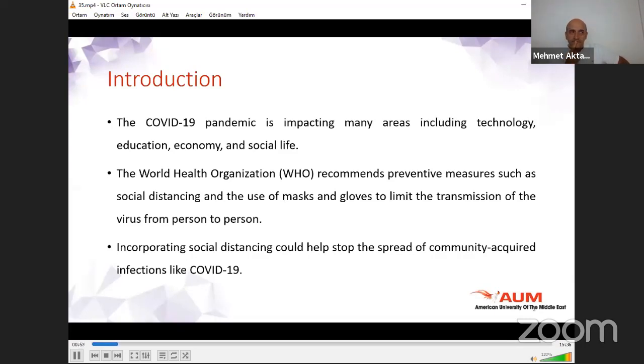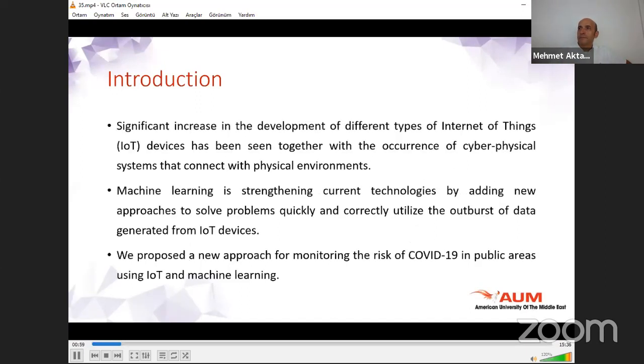Incorporating social distancing could help stop the spread of community-acquired infections like COVID-19. There has been a significant increase in the development of different types of Internet of Things devices, together with the occurrence of cyber-physical systems that connect with physical environments. IoT devices are a form of sensors and cameras, can be wired or wireless, and are used everywhere. The strongest technology, machine learning, uses different algorithms.